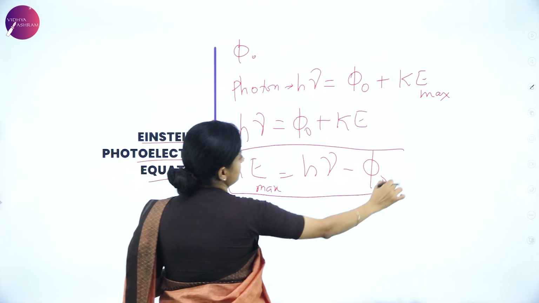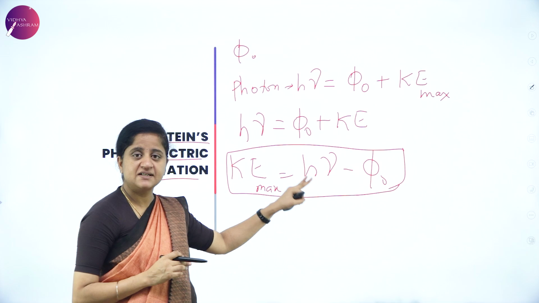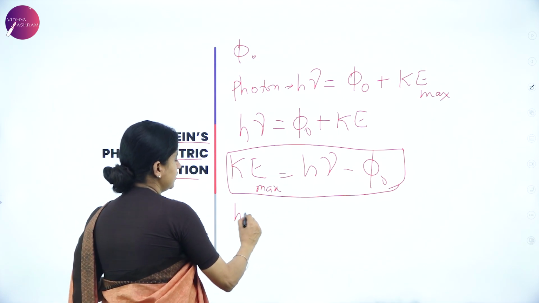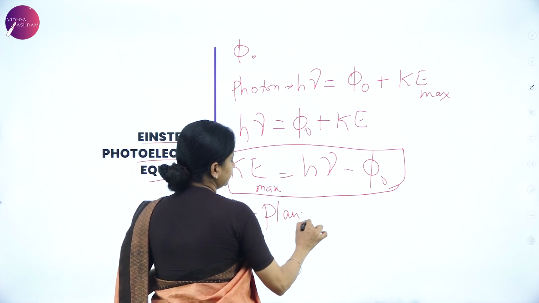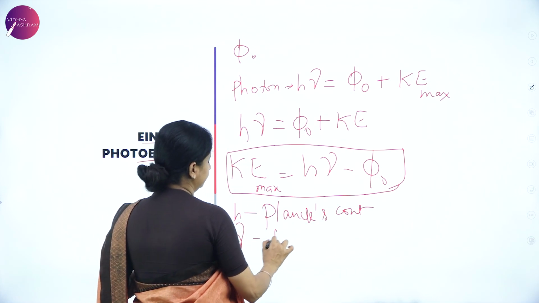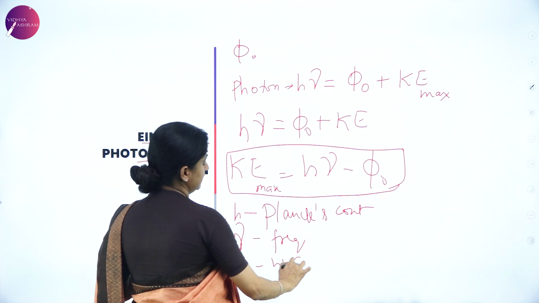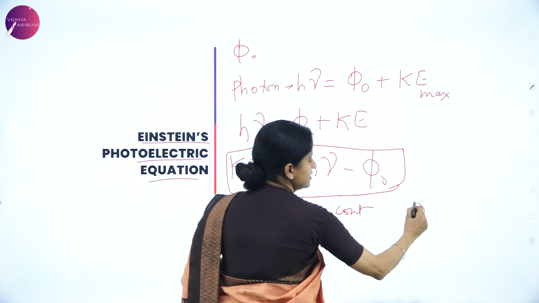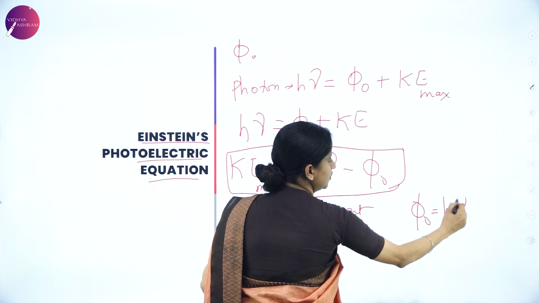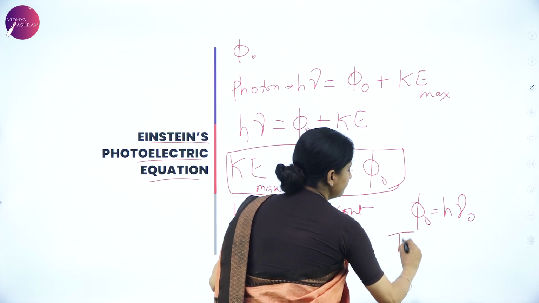This is the equation of Einstein for the photoelectric effect, where h stands for Planck's constant and nu stands for frequency, and phi naught is nothing but the work function. What is this work function? It is phi naught is equal to h into nu naught, where h is Planck's constant and nu naught is nothing but the threshold frequency.